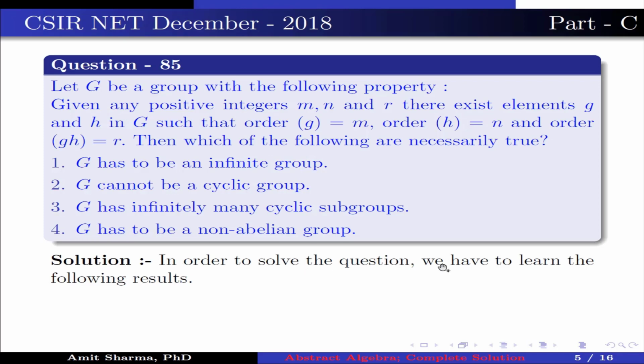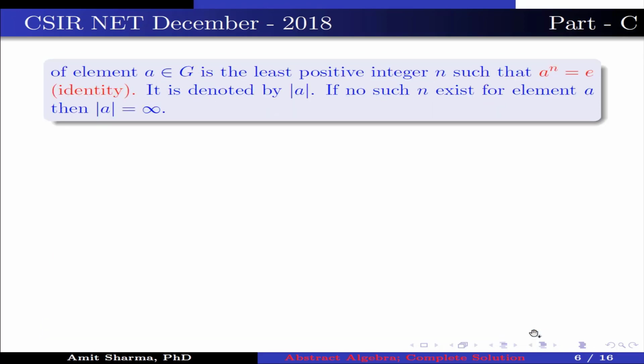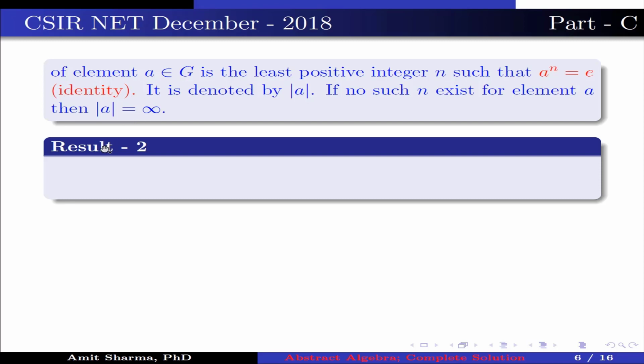In order to solve the question, we have to learn the following results. Result number 1. Let G be a group under multiplication and a belongs to G. Then order of element a in G is the least positive integer n such that a to the power n equals identity. It is denoted by order of a. If no such n exists for element a, then order of a is infinite. Result number 2.